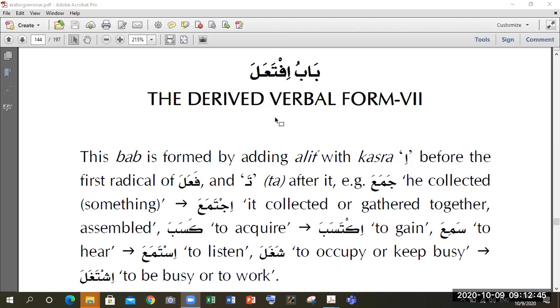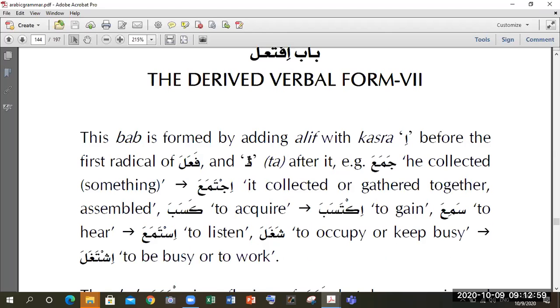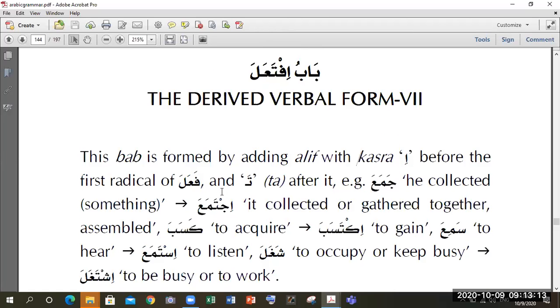So today's bab is bab ifta'ala. Yes, the 7th bab. This bab is formed by adding alif with kasra before the first radical of fa'ala, and then after it. For example, jama'a, so we will add one alif. And definitely when we add alif, it joins with it, and then fa kalima becomes silent, sukoon, jasm comes here to join that. And then we add one ta also after fa kalima.